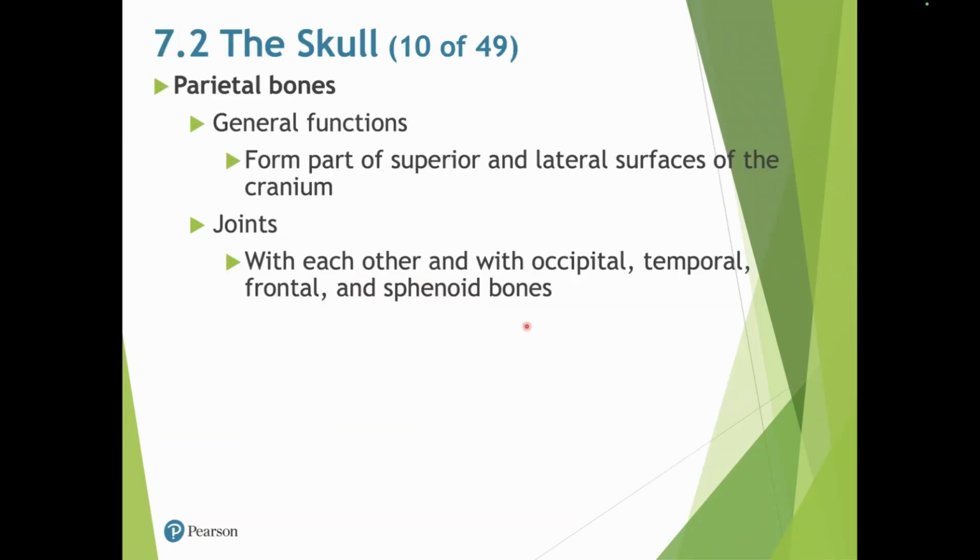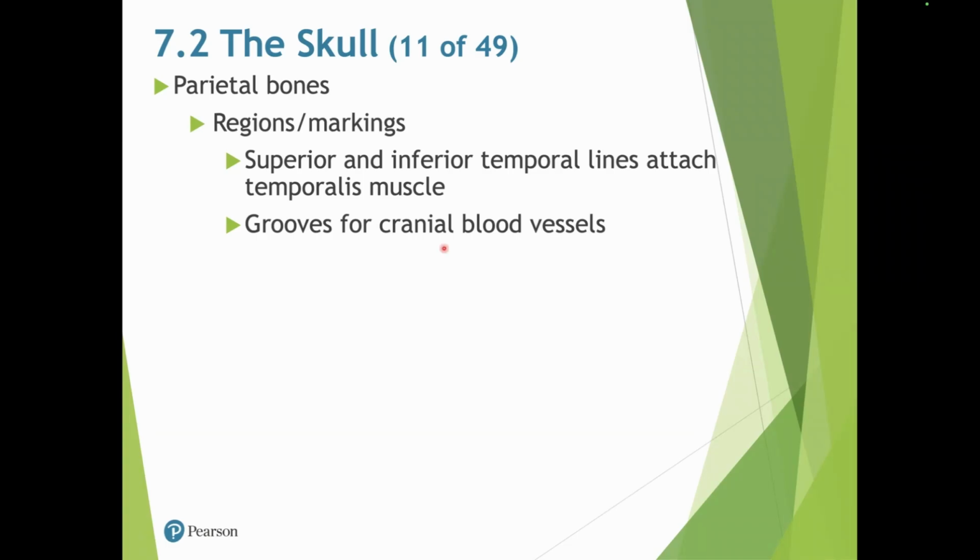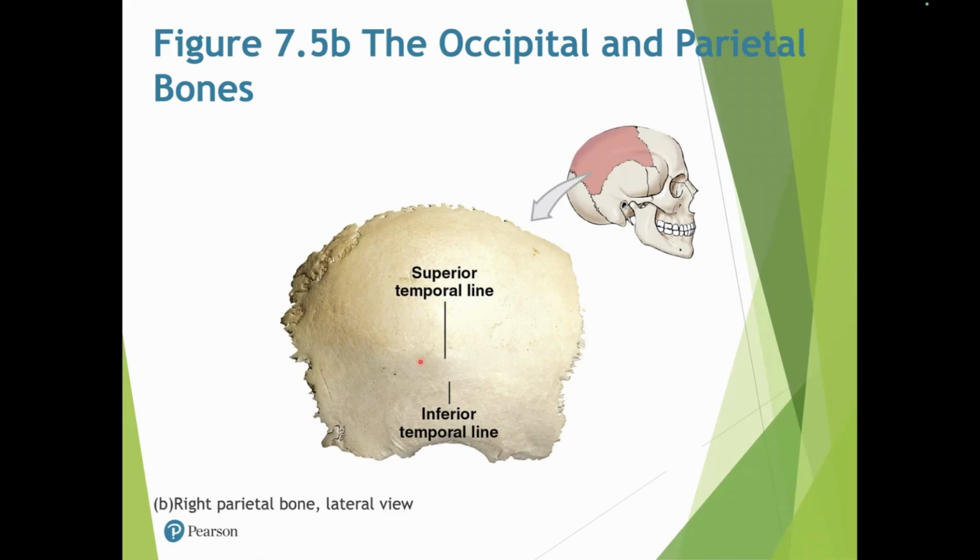Next, the functions of the parietal bones. Parietal bone function generally is to form the superior and the lateral surfaces of the cranium. They share joints with each other, the occipital, the temporal, the frontal, and the sphenoid bones. They have markings that you need to be familiar with. The superior and the inferior temporal lines, they will attach the temporalis muscle, okay? And there's also grooves for the cranial blood vessels. So you can see the inferior temporal line and that superior temporal line.